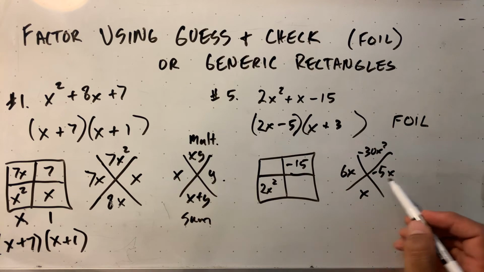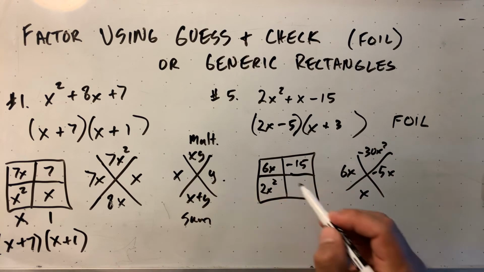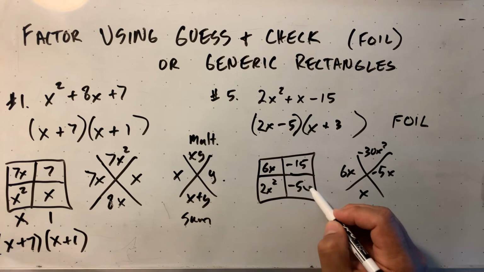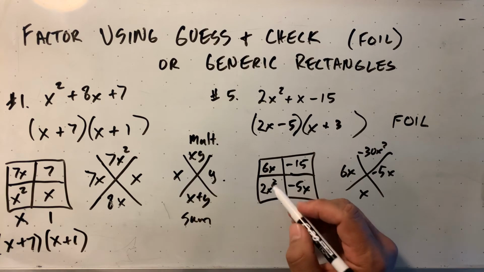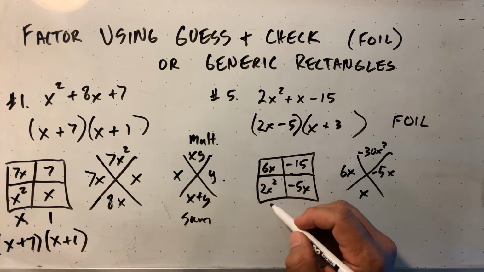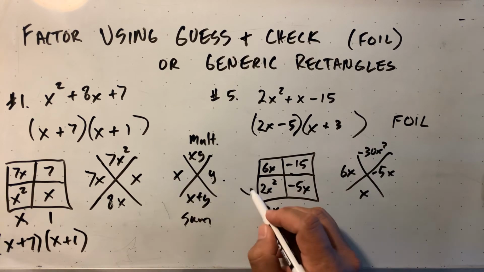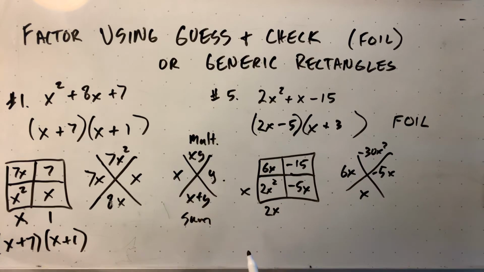So now that we've figured those out, they go here, 6x and minus 5x. And then pick any row or any column and try and figure out the factors there. So let's see, I know 2x could go there and an x goes there. So 2x times x gives me 2x squared.